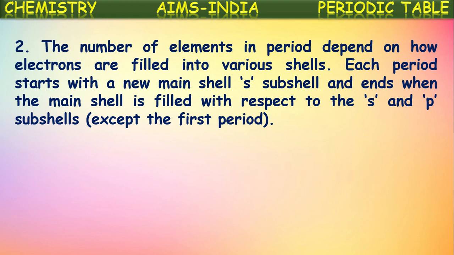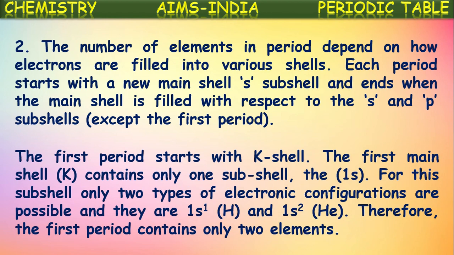Next, the number of elements in a period depends on how electrons are filled into various shells. So how many elements are there in each period? It depends upon how electrons are being filled into various shells of the elements. We know the first period contains two elements. Why two? That we are going to see now. Each period starts with a new main shell, S subshell, and ends when the main shell is filled with respect to S and P subshells. Except the first period, because in the first period only the S subshell is filled. In the remaining periods, a period starts with the element which has the S subshell being filled, and it ends with the element which has the P subshell of the same main shell being filled.